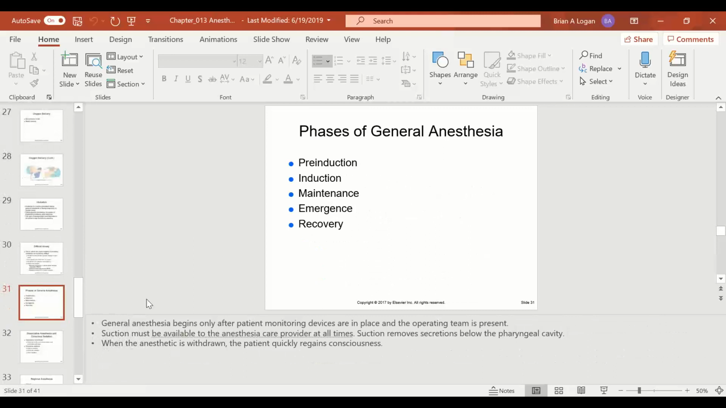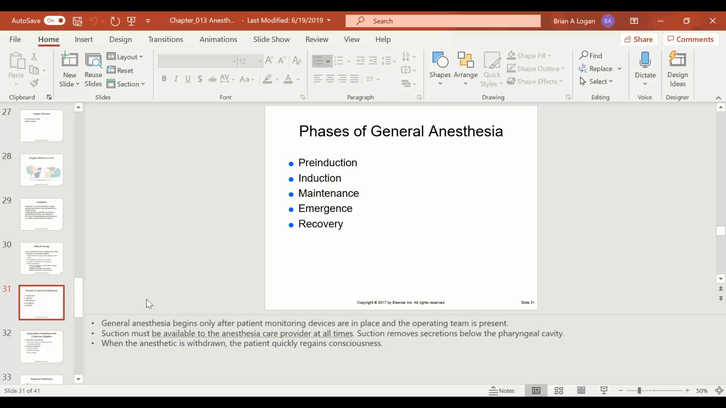Here are our phases of general anesthesia, right? Pre-induction, that's all that pre-op interview stuff, talking with them, assessing their airway, all that. The induction, giving the drugs to first knock you out, and then getting you intubated, getting the tube in. Maintenance, this is what's happening during surgery, right? This is the inhalation gases keeping you asleep. They're maintaining the general anesthesia.